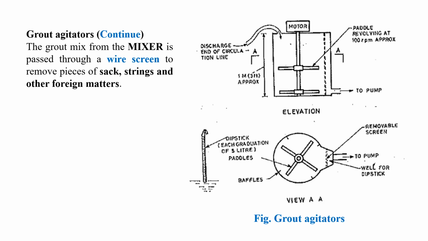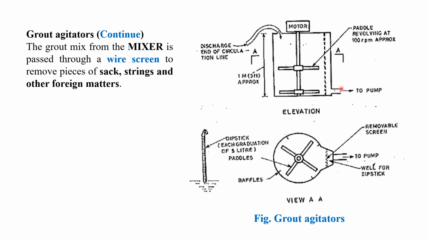Next, in the grout agitator, the grout mixed from the mixer is passed through a wire screen to remove pieces of slag, strings, and other foreign matter. When the grouting material comes from the mixer to the agitator, you can see here a screen is there, so that all these slag, strings and other foreign matter will be screened. It will not go inside the agitator.